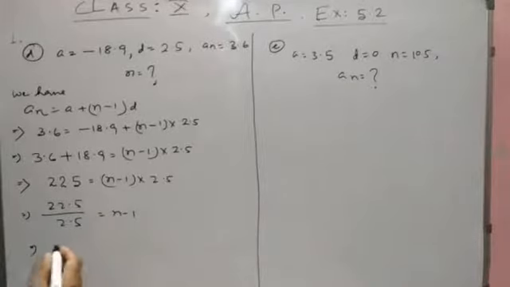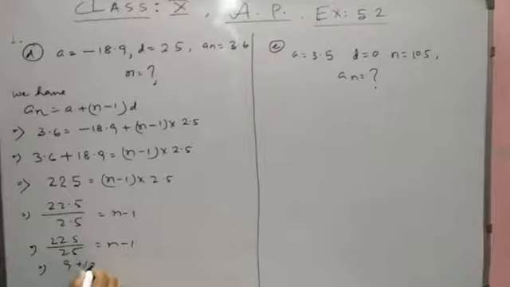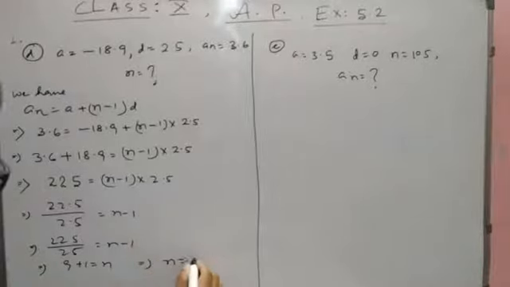This implies that the decimal points cancel, so it will be 225 by 25 equal to N minus 1. And if we divide, definitely it will be 9, and 1 transferred this side, N. This implies that N equal to 10.